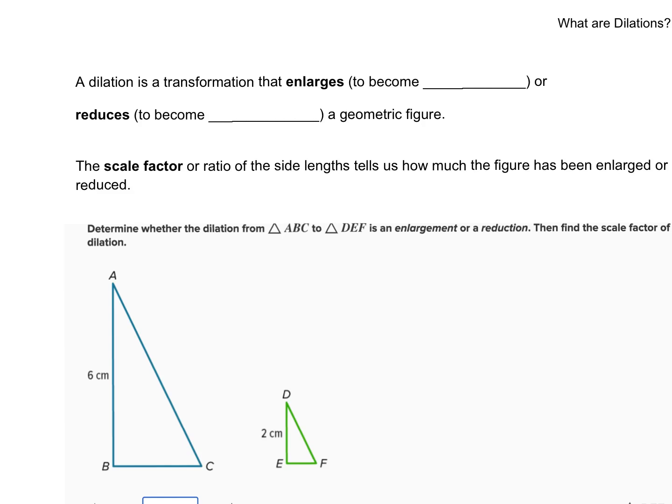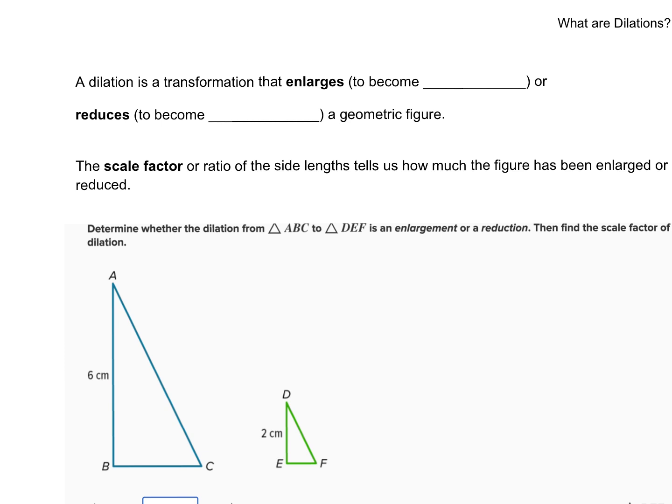In this video, I'm going to explain to you the difference between an enlargement and a reduction based on the transformation of a dilation. We'll discuss how the scale factor, or the ratio of the side lengths, is proportional between the two similar figures. And then I will show you two ways in which you can determine the dilation and/or scale factor of the figure after the dilation has been completed.